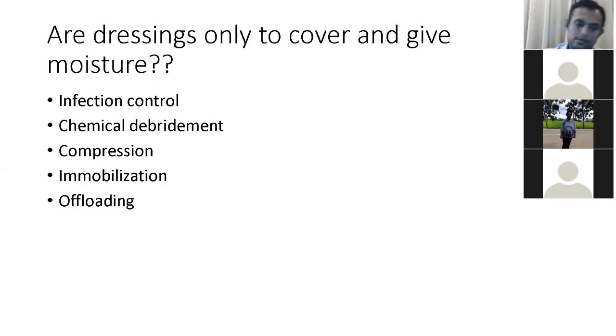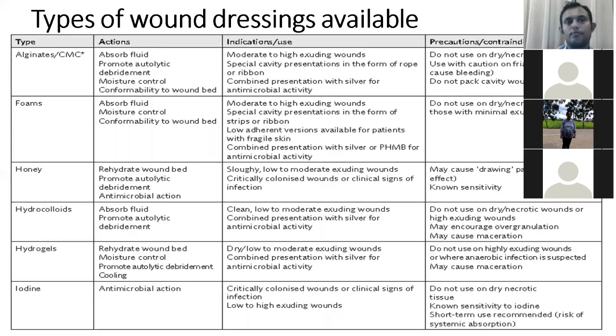It should be the ideal dressing out of the available options. It should be the ideal dressing for that particular wound, and it should be acceptable to the patient, and it should do justice to the moisture and whatever other problems the wound is having, and you can use it to give some immobilization, offloading, that sort of thing as well. So that is how you decide on a proper dressing.